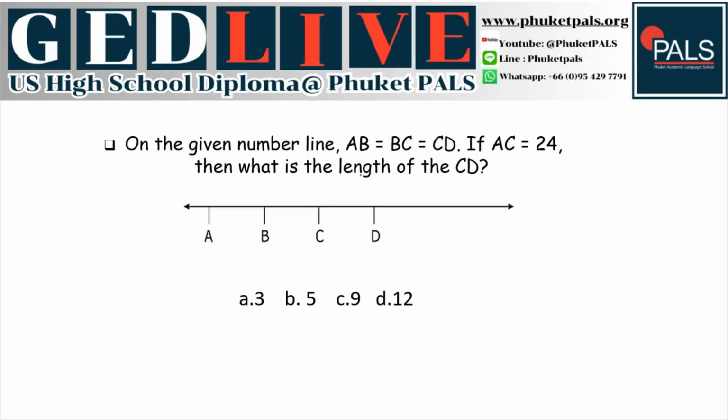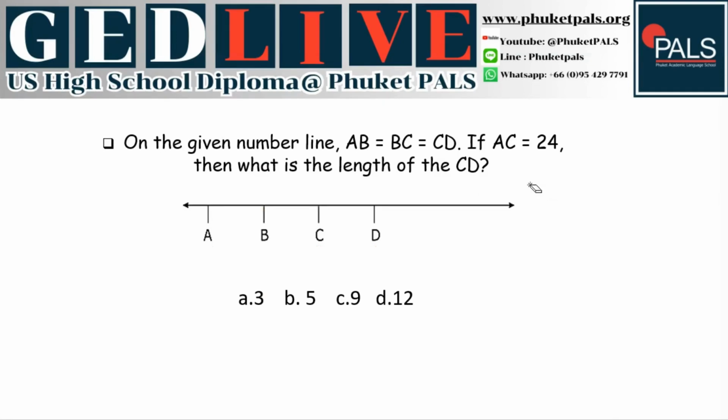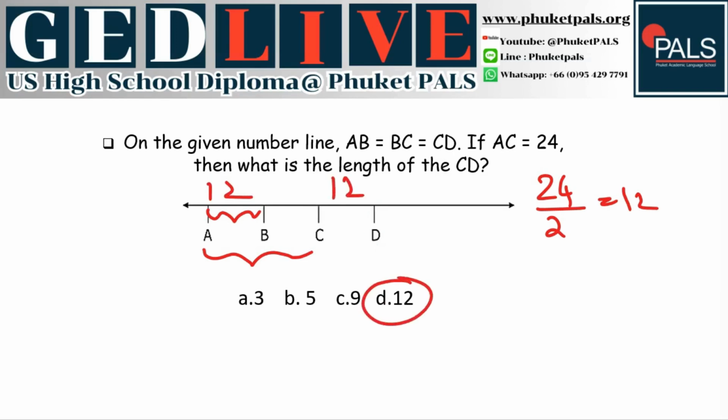On the given number line, AB is equal to BC is equal to CD. If AC is equal to 24, then what is the length of CD? So you can see here AC is equal to 24. So if you want to find out AB, that will be 24 by 2, that is 12. So if AB is equal to 12, CD is also 12. So the answer is 12.